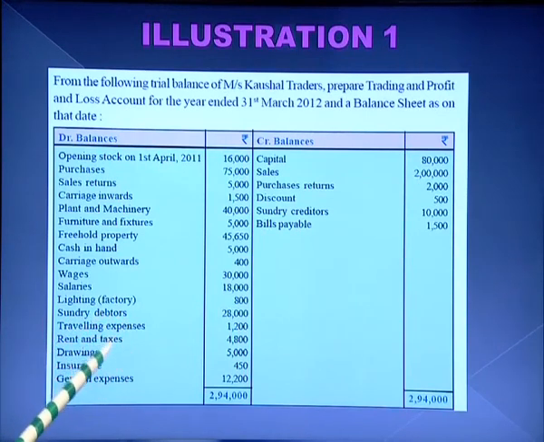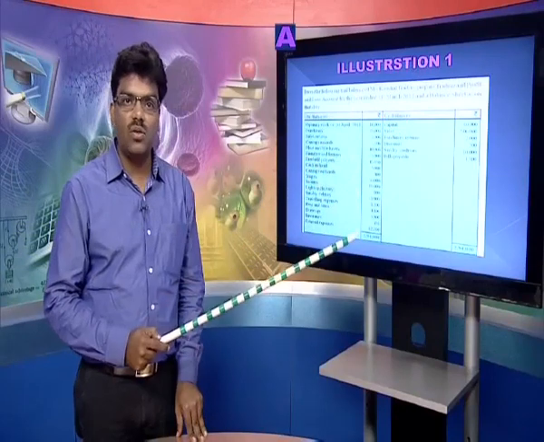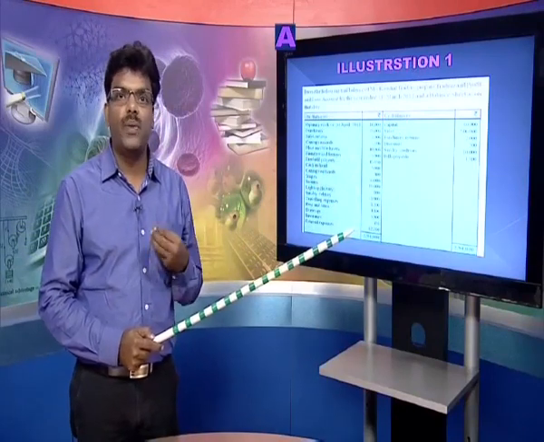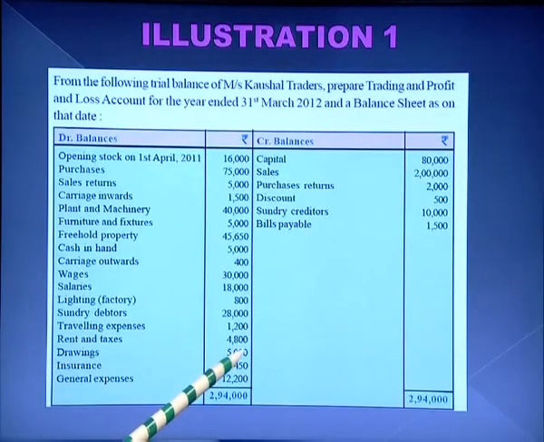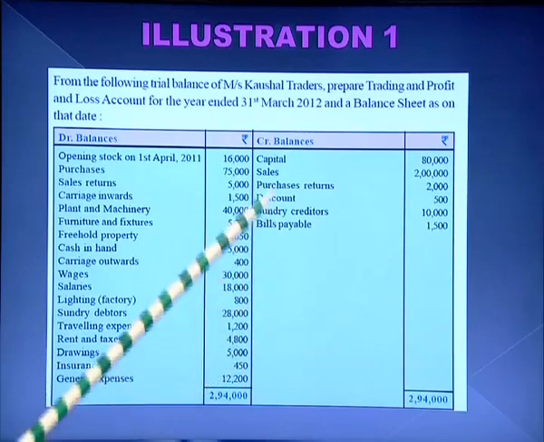Next is rent and taxes. Rent and taxes are also our indirect expenses. So, that will also be shown in the profit and loss account. Drawings. Drawings is the amount withdrawn by the proprietor. So, that will be deducted from capital. Capital is rupees 80,000, that was introduced by the proprietor, and he withdrew rupees 5,000. That means, when we prepare the balance sheet, then we deduct this amount from capital.